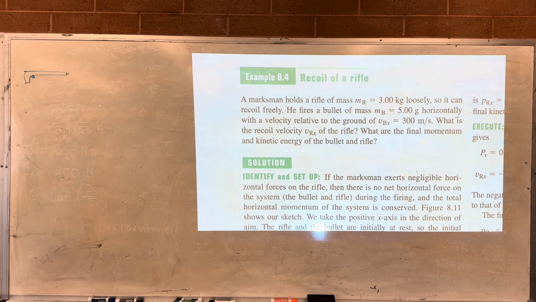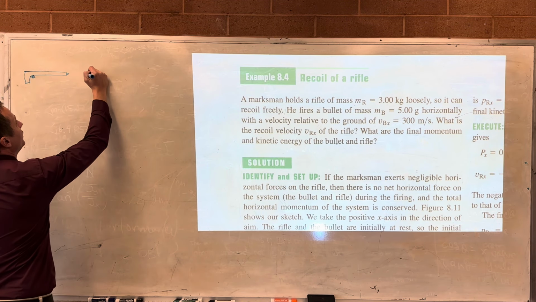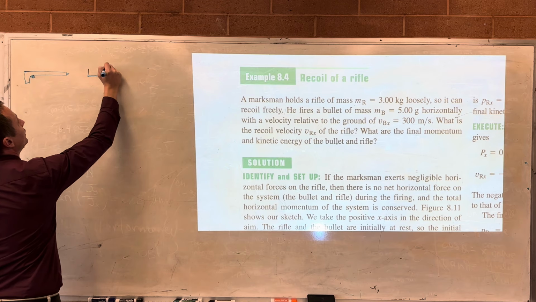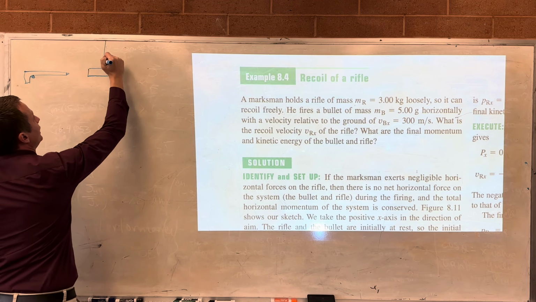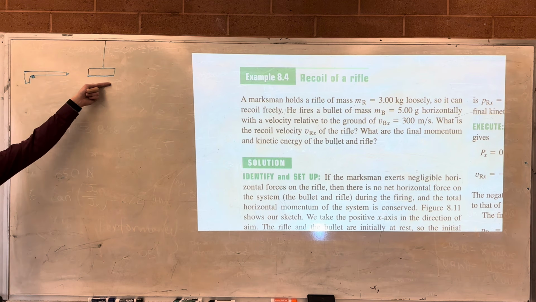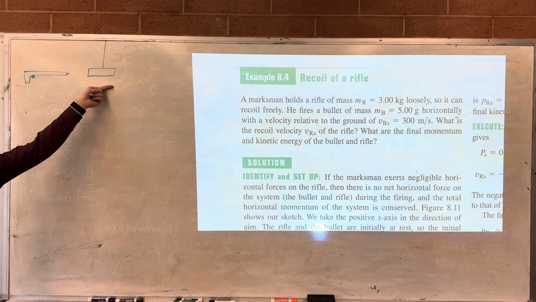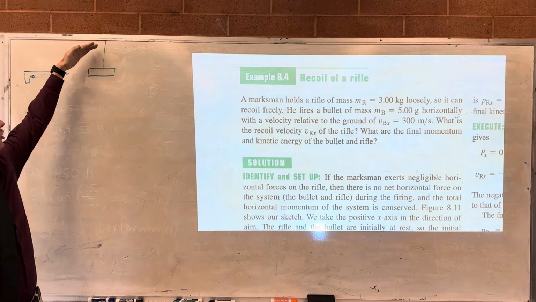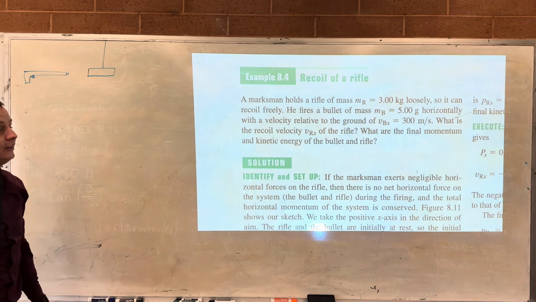What we're going to do is take a block of wood and hang it from a string like a pendulum. Let's see how far it moves, or rather how high up it goes. So we're going to shoot the bullet into the block of wood, and that is going to cause the wood to rotate and go up some distance.